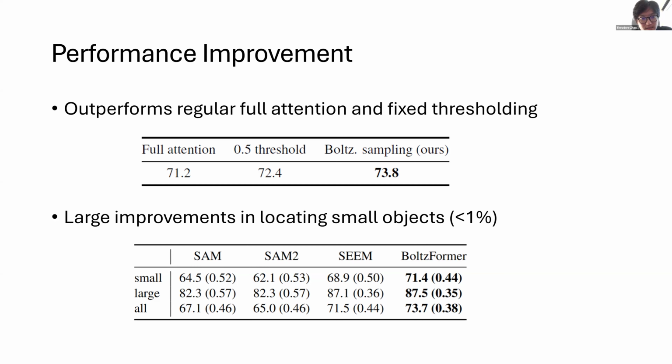And we see that these are all text-promptable segmentation. We used the exact same text module and image encoder for all these baselines, but only used the mask decoder part of SAM2 and SEAM and compared with our proposed methods. We can see that on large objects, SEAM and Boltzmann are almost the same, but on small objects, the advantage is more obvious.